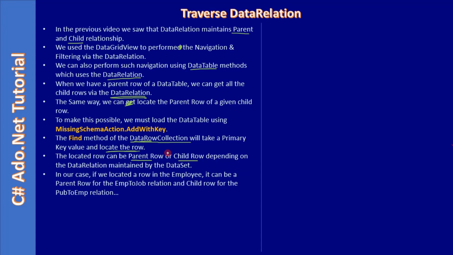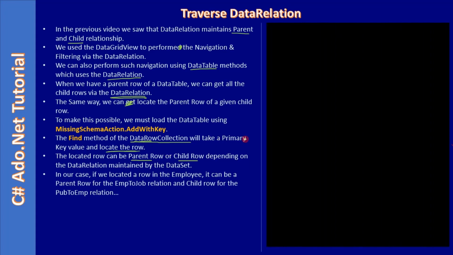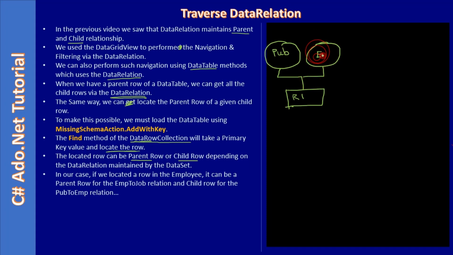In our case, if we located a row in the employee, it can be a parent row for the emp to job relation and child row for the pub to emp relation. We know that we have two relations, right? For simplicity reason, let's state relation 1, and the relation 1 is for publisher and employee. We have one more relation also, R2, and that one is setting the relation between employee and jobs.